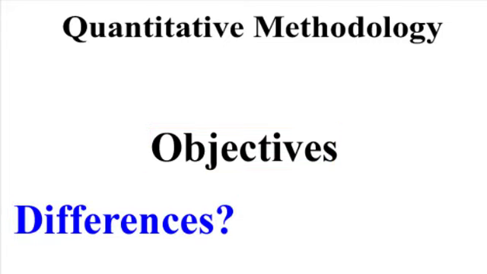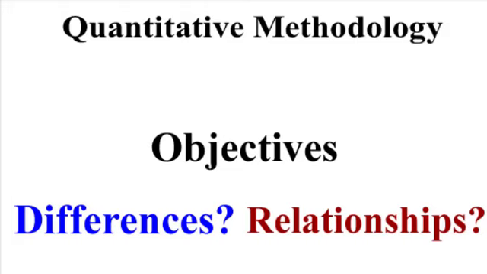Your second objective might be, are there relationships between two variables? In other words, the longer a person does therapy, does that in fact decrease their anxiety or depression? Or the longer a person has worked at a company, does that increase their job satisfaction? Things like that. So those are objectives.